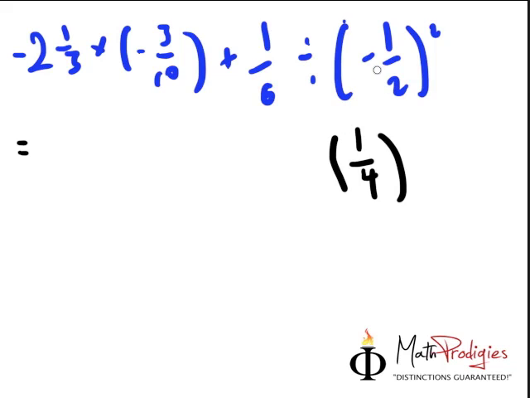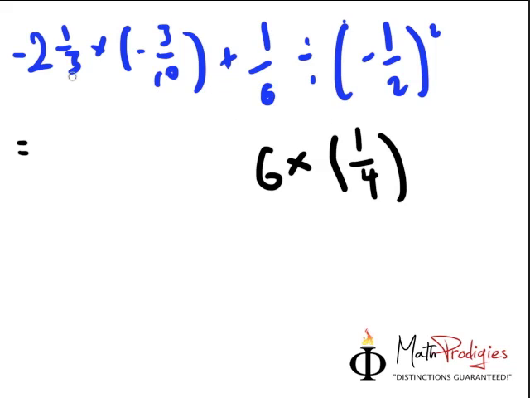Then we do our operation. Is there anything else? No. Division. So 1 over 6 divided by 1 over 4. So it's the same as saying 1 over 6 times 4. Or you can also say it's 6 times 1/4. And then what else do we have?